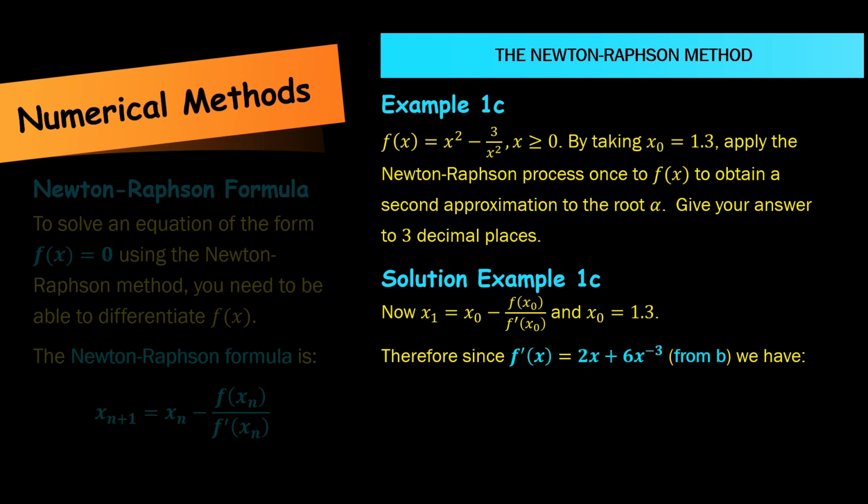Now from part B, we have that f dash of x equals 2x plus 6x to the power minus 3. So we have that f dash of x naught equals 2 times 1.3 plus 6 times 1.3 to the power minus 3. And this is equal to 5.330997 and so on.